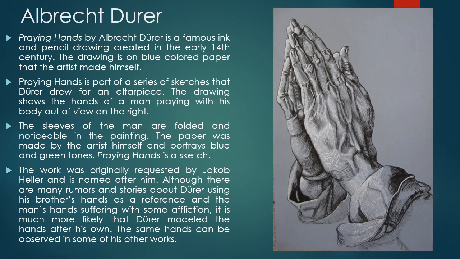So this is one of his most famous works, these hands here. I'm going to talk to you about that in a sec, but it relates well to what we're doing, so that's why I want you to do an artist copy of it. So Praying Hands by Durer is a famous ink and pencil drawing created in the early 14th century. The drawing is on blue coloured paper that the artist made himself. Praying Hands is part of a series of sketches that Durer drew for an altarpiece. The drawing shows the hands of a man praying with his body out of view on the right. The sleeves of the man are folded and noticeable in the painting.